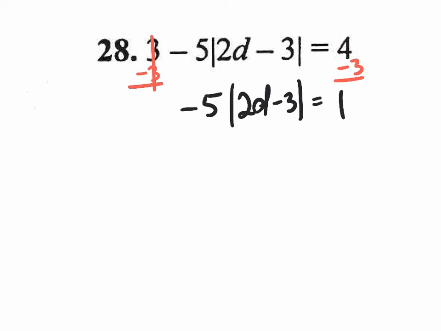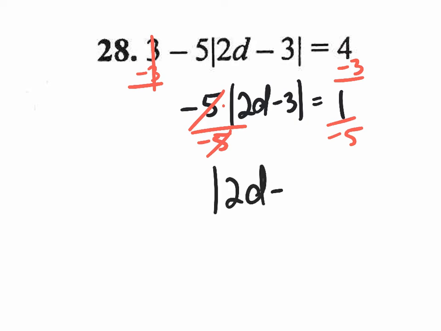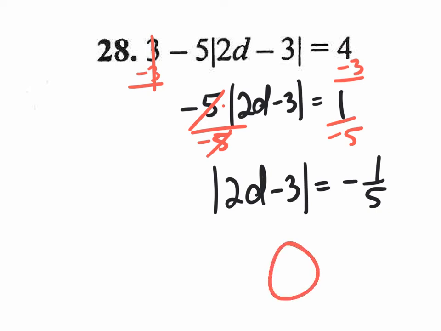Next step. Divide by negative 5. The absolute value of 2d minus 3 equals the ugly fraction negative 1/5. However, we know that an absolute value can never be equal to a negative number. Okay, so you could just stop right there. Do not do the positive and negative situation. Just stop right there and put no solution, and we're done.